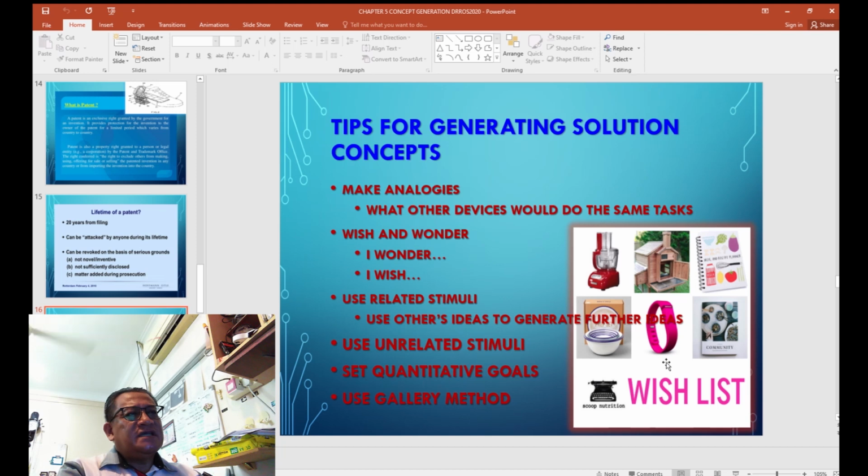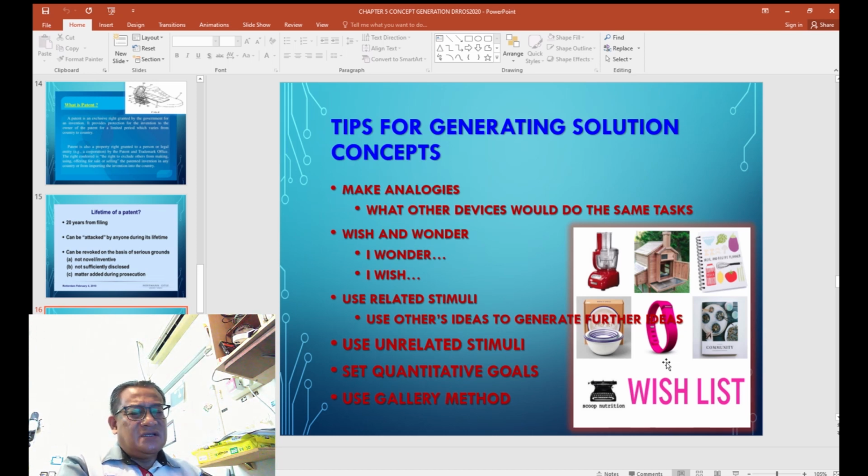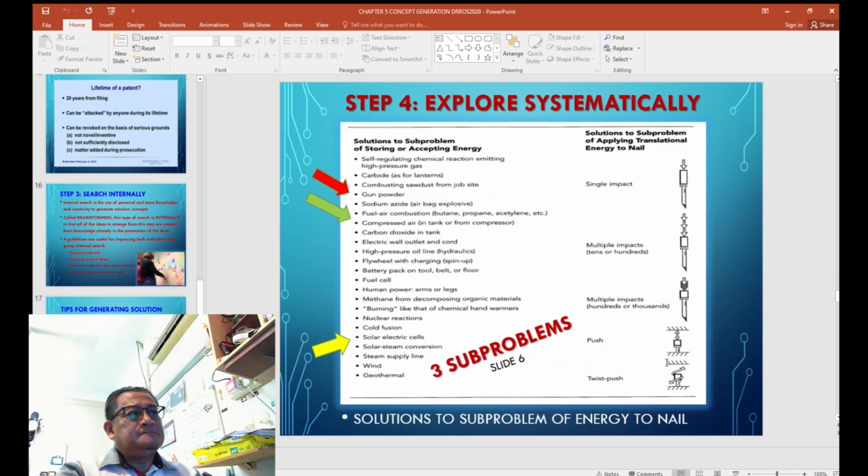Tips to generate solutions from the concept. Here are some methods for how you could generate ideas in order to produce your new product. One way is to make an analogy, in which you compare your intended newly developed product with a device that delivers the same job. Or you could come up with a wonder list, of what you wish the product could do. Or you could set certain quantitative goals, or you could use stimuli to generate new ideas during your brainstorming.